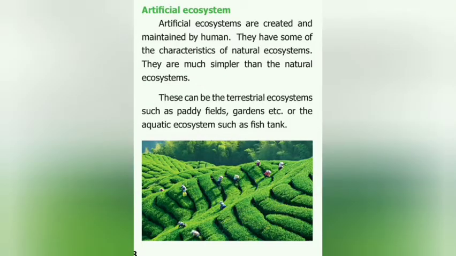The artificial ecosystems are created and maintained by human beings. They have some of the characteristics of natural ecosystems, but they are much simpler than natural ecosystems. Examples are paddy fields, gardens, etc.